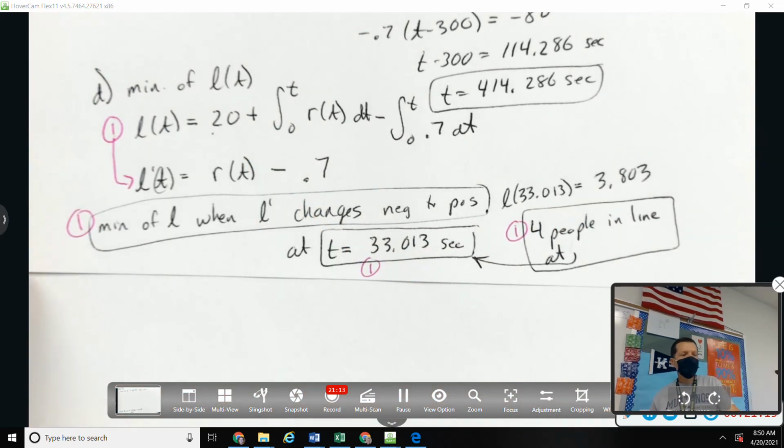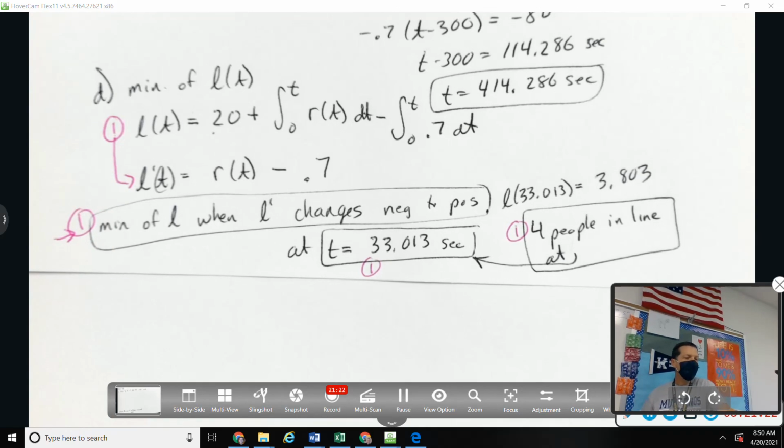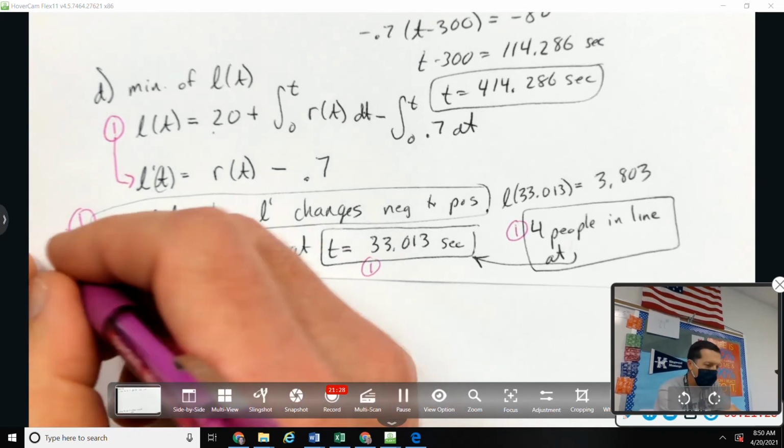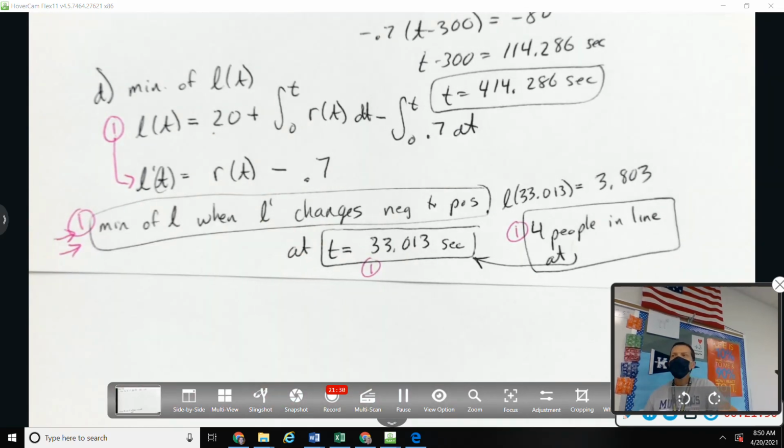This is one where I hope you could get the answer or get the reason maybe even without the answer. The minimum of L is where L prime changes negative to positive. Even without knowing what L prime is or using a calculator or anything, I know that one. So don't be afraid to give a reason even if you're not sure how to get there. You could get a reason point even without the answer. Although if you come up with a reason, usually that tells you how to get the answer.